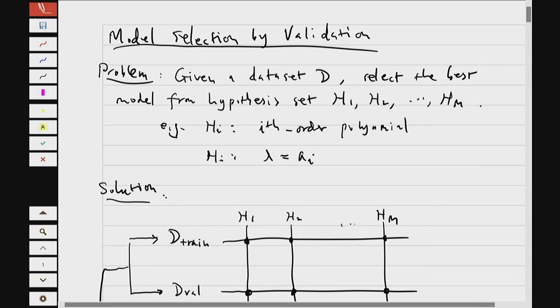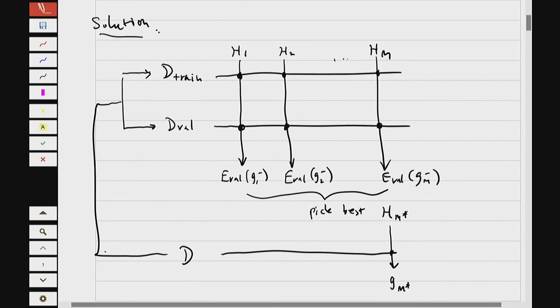The idea is that we have many different models to choose from. Each one of them is represented by a set of hypotheses, right? H1, H2, and so on. Could be linear hypotheses, quadratic, and so on. The question is which one is better, right? And you can use validation to choose. And the solution looks like this, what we have seen last time.